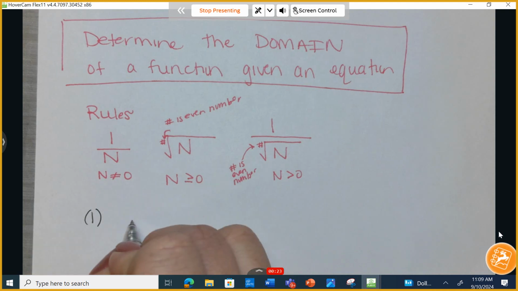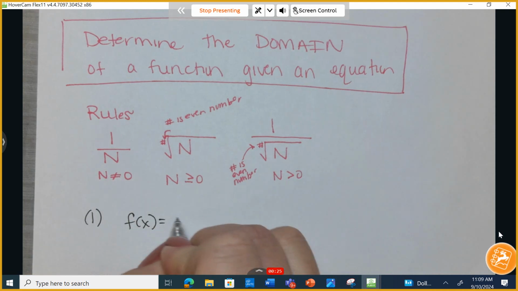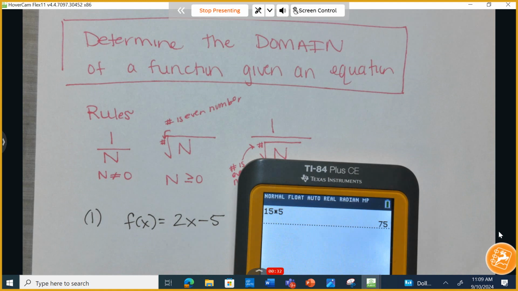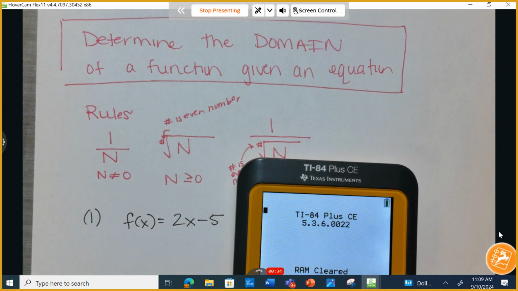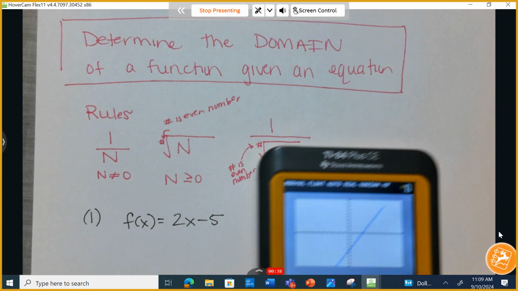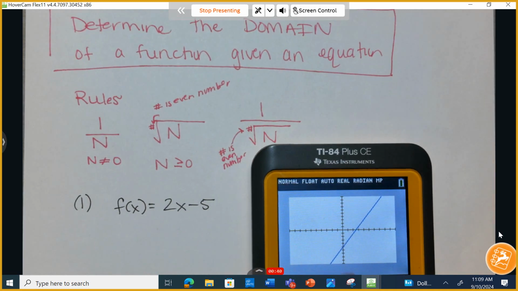Let's go with example number 1. f of x equals 2x minus 5. Now, up to this point, what you generally would do is grab a graphing calculator. Let me clear this graphing calculator, and you'd write 2x minus 5. You'd graph it. It's a very easy way for us to determine the domain. And we go, okay, I can see that there are no restrictions all the way from the left and the right, and then we could identify.